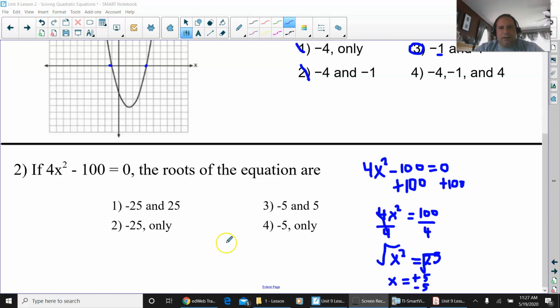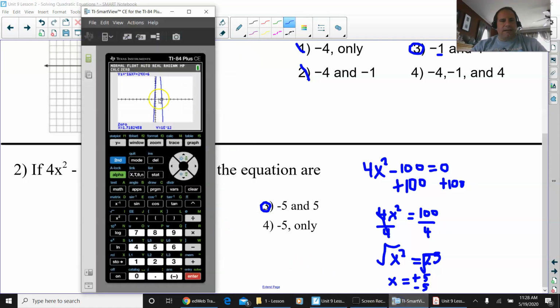Okay, so here we go with number 2 as the answer. It's -5 and +5. We have 4x squared minus 100 equals 0. Over here you can tell what I did. I added 100 on both sides. Then I had 4x squared equals 100, dividing by 4. Solving for x, you get x squared equals 25. You square root both sides and you get x equals +5 and x equals -5.